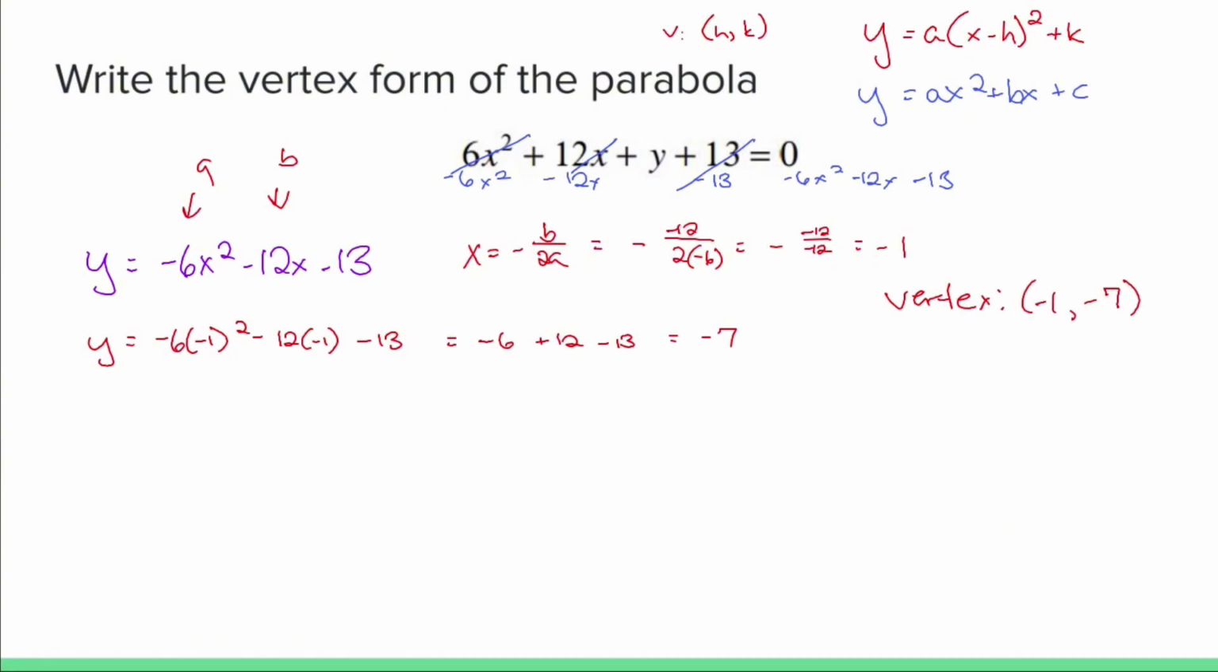So I'm going to label you H. I'm going to label you K. Ooh, HK. I'm going to reiterate the fact that A is negative 6, and I just plug stuff into that red formula that I have up there.